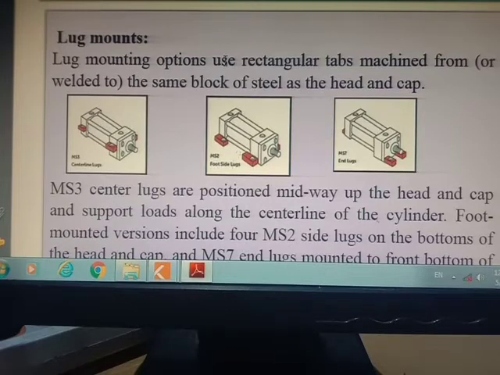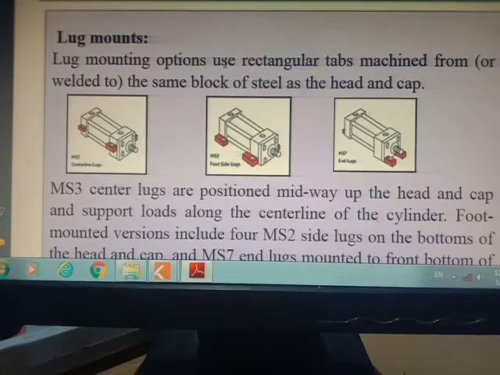So what are the lugs? Lugs are nothing but small rectangular machine parts, and they are welded to the cylinder body or the cylinder block. With the help of this lug, the cylinder is mounted on the machine. So instead of providing the full flange, small metal pieces are provided. They have a hole, and through that hole a nut and bolt can be inserted so that they can be tied to any desired position. So this is another type of mounting, known as the lug mounting.